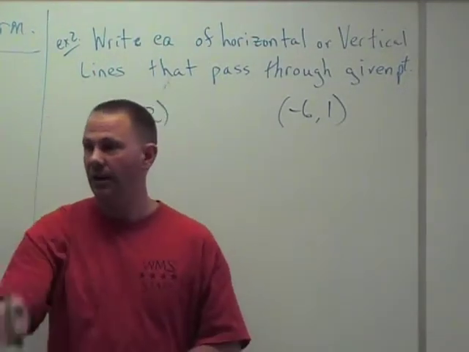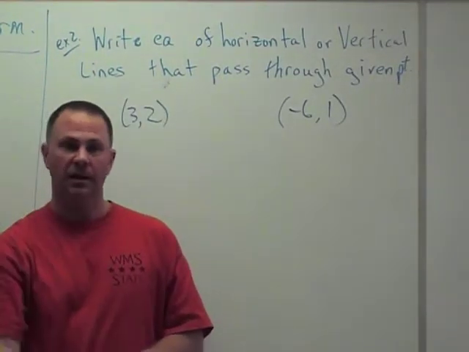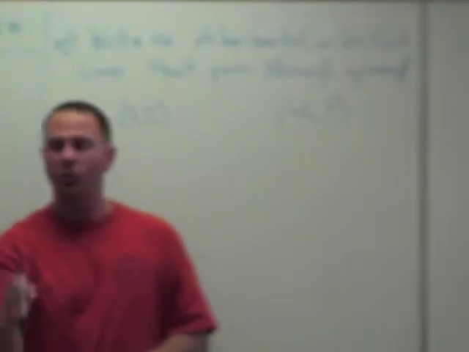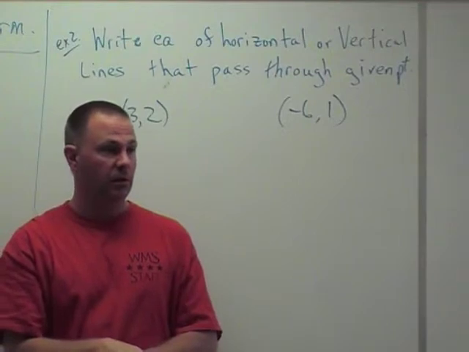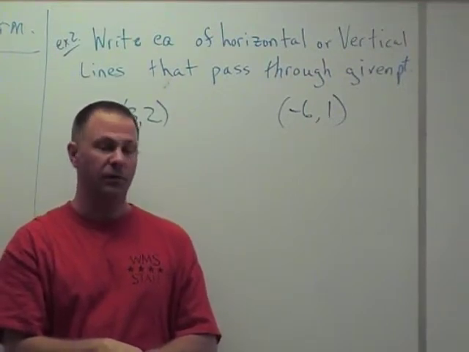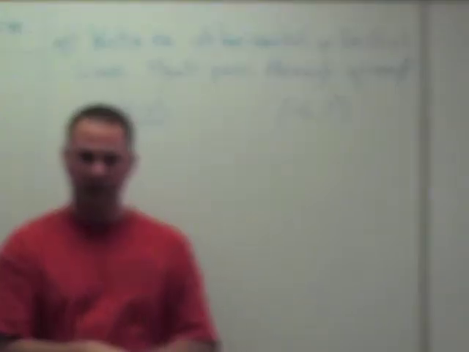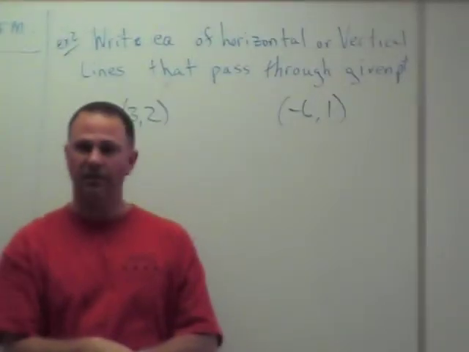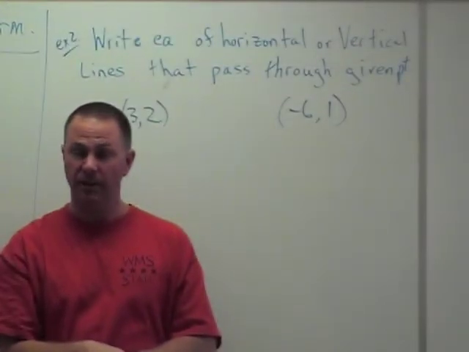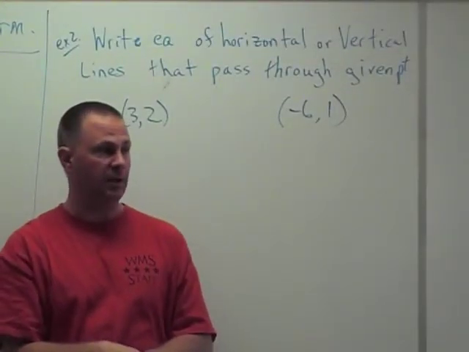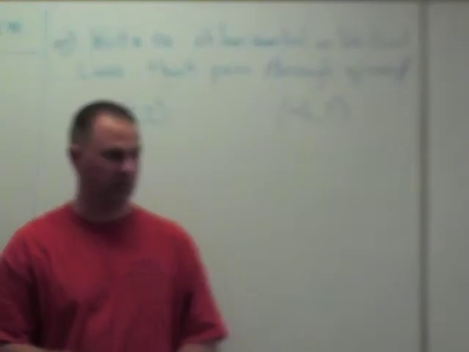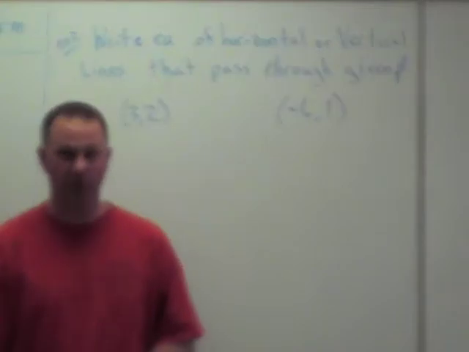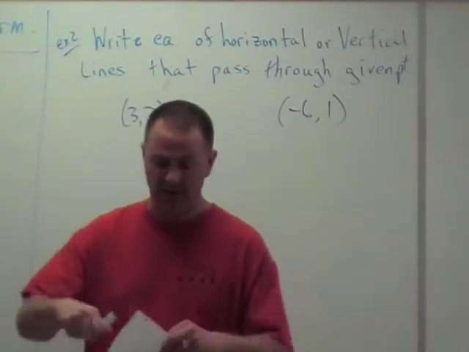If I have a vertical line, it goes through the x-axis. So the equation of that line is x equals wherever it goes through the x-axis. If the line goes through 3 on the x-axis, the equation of that vertical line is x equals 3. It doesn't matter what y is. Everybody understand? We've gone over this, so this should be review. Told you to memorize that stuff.